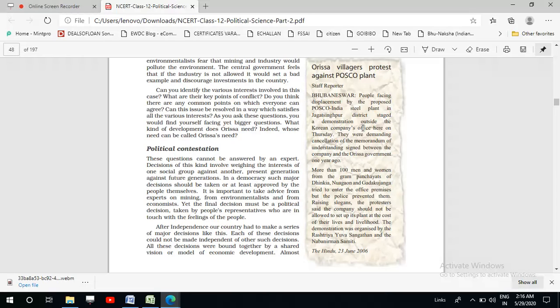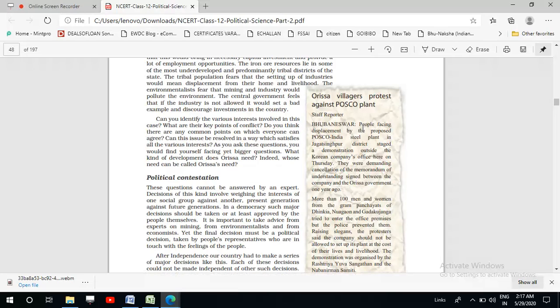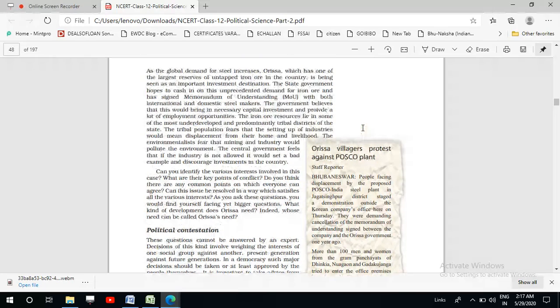So this is the kind of protest which was going on in Odisha, because people, especially the tribal people, are against this kind of mining activity, and they are also against the setting up of factories and industrial units in the state, because it will cause them displacement, and with this they will lose their living place, they will lose their livelihood also.